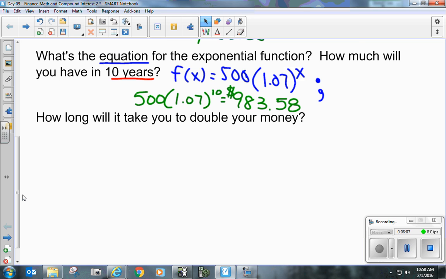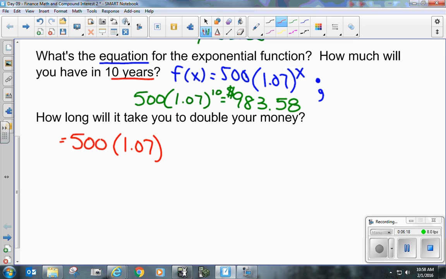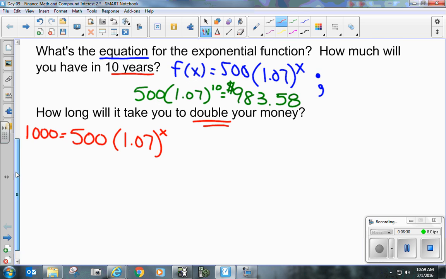So, here we go. We're still going to use the equation we came up with. So you put 1,000 for X. Okay, 500 times 1.07. They want to know the time. They want to know what the exponent is for your money to double. Okay, if you start with 500, double is absolutely 1,000. Tell me what I do.